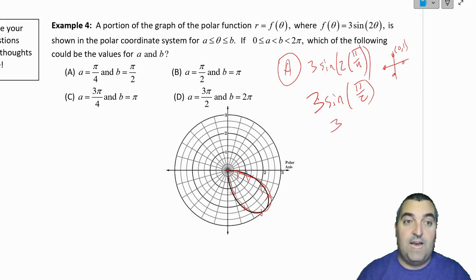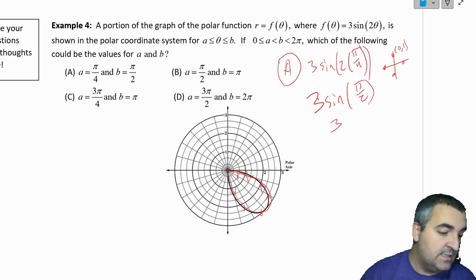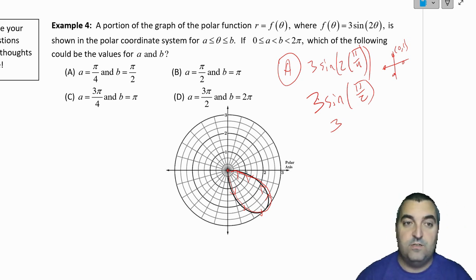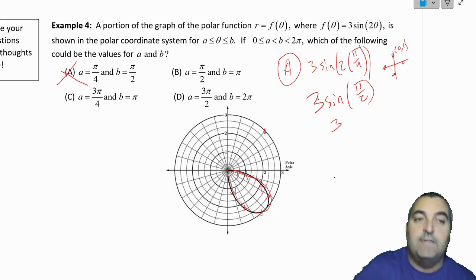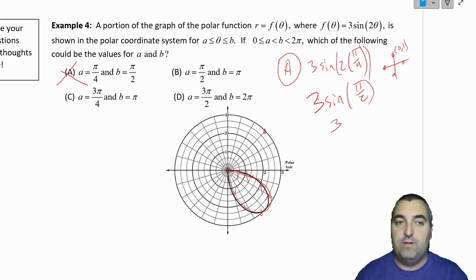I actually can stop now because pi fourths at 3 doesn't work out. You could plot that point and see that it's clearly not here. Pi fourths at 3 would be way out here. A's done, I don't have to check anymore. That point's not on this graph, so I'm good.